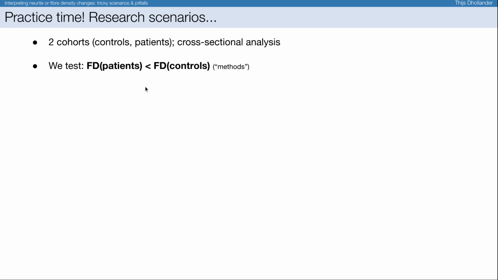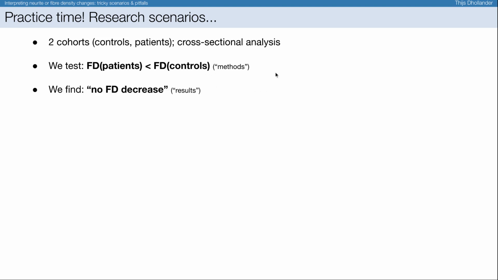So we want to look at fiber density because we've seen that this measure exists, and we're going to test it. And we hypothesize that the FD in our patients is lower than the FD in our controls, maybe because we suspect some neurodegeneration, something like that. So when we decide what we test, we write that up, and that's essentially our method section in our paper, right? Methods, we say, this is the thing we test. It's pretty simple. You decide, you write it up, and this is the thing we do.